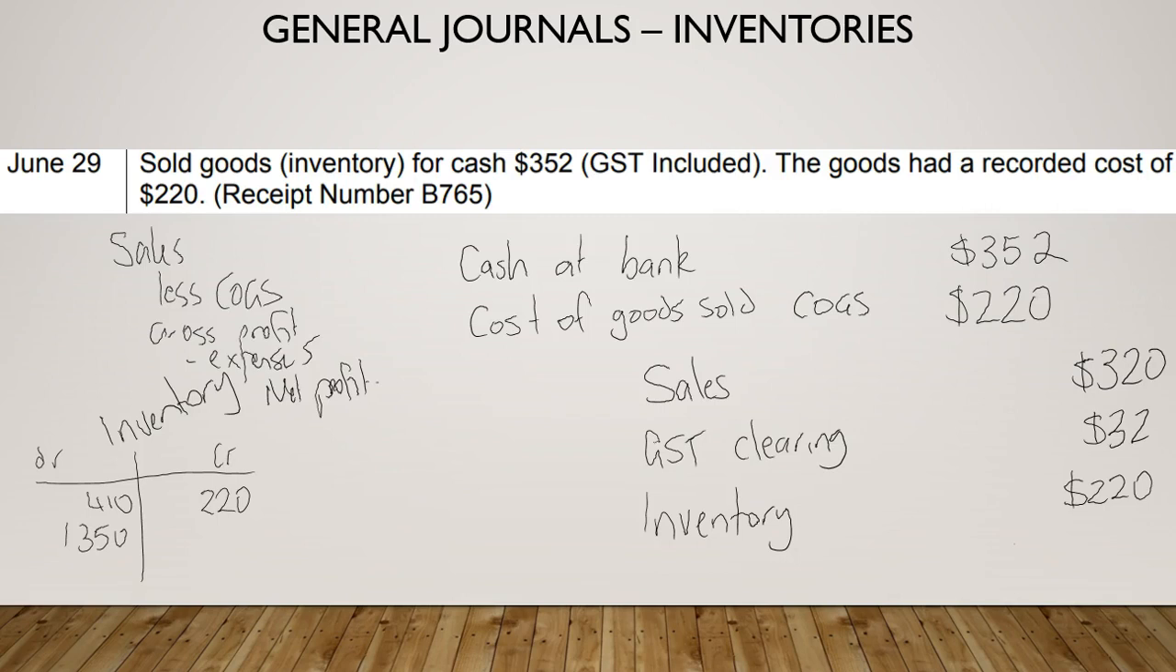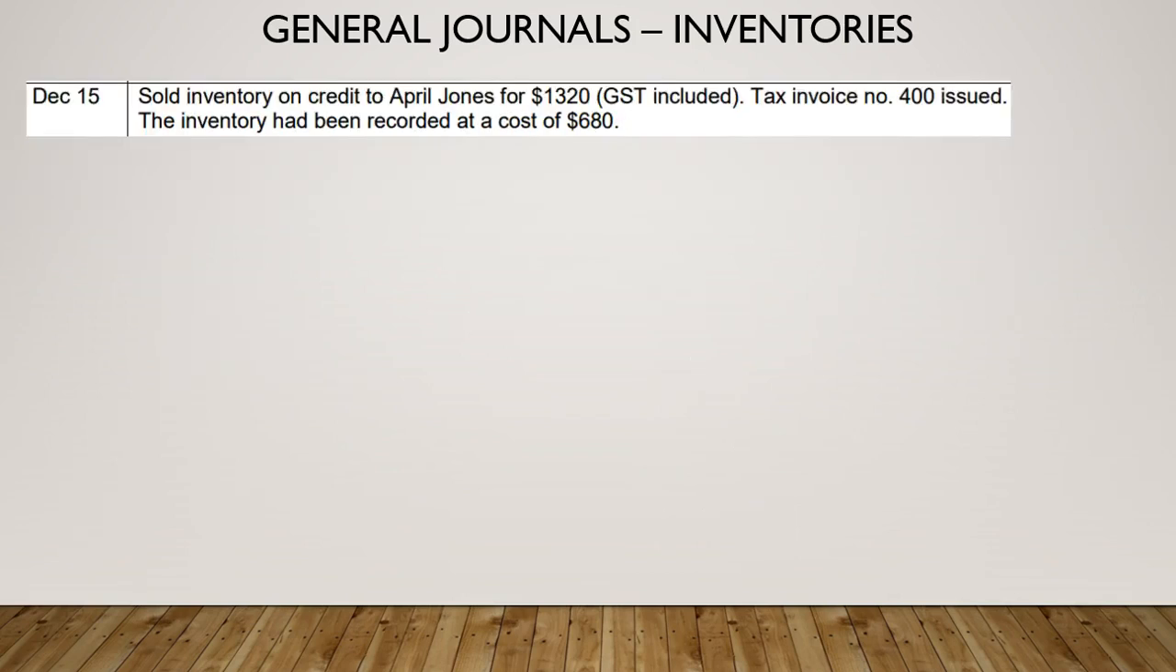Okay, so let's try another example just like this. So in this example, they've sold inventory on credit to April Jones. There's GST included. And we've also got the recorded price of the inventory there. So lots of different accounts impacted with this one. And in terms of journals, this is almost as complicated as it gets.